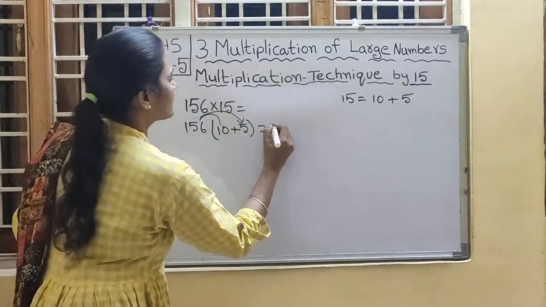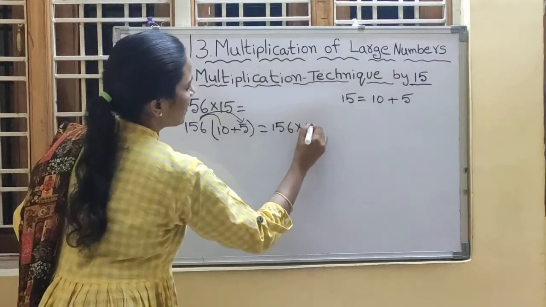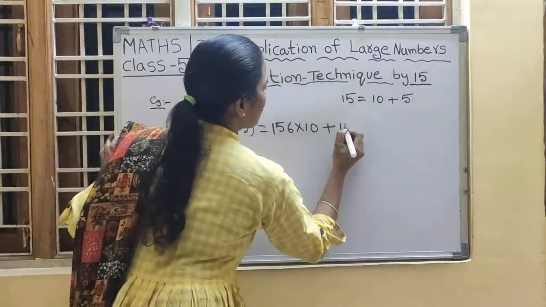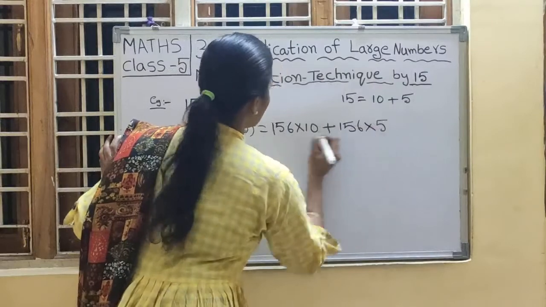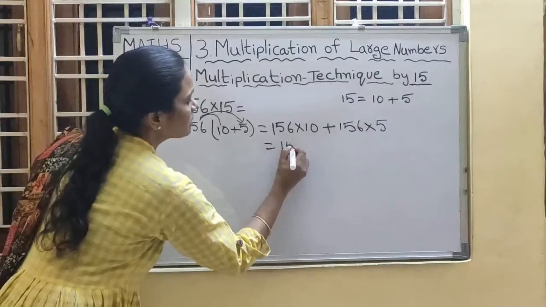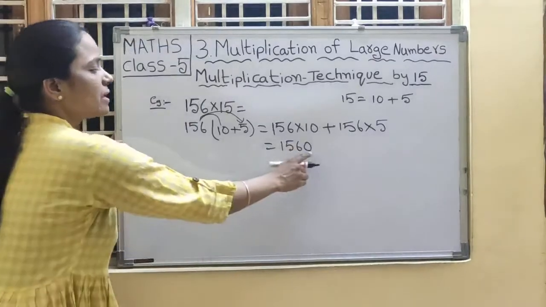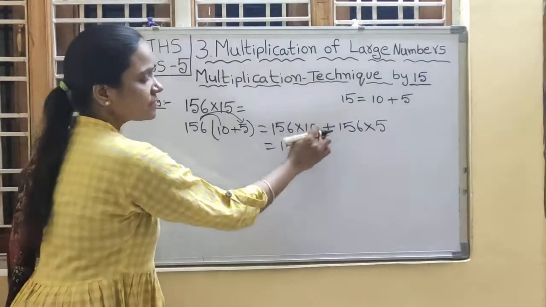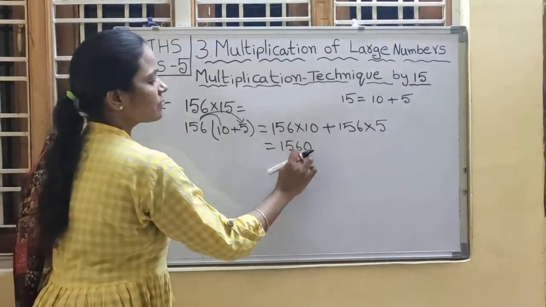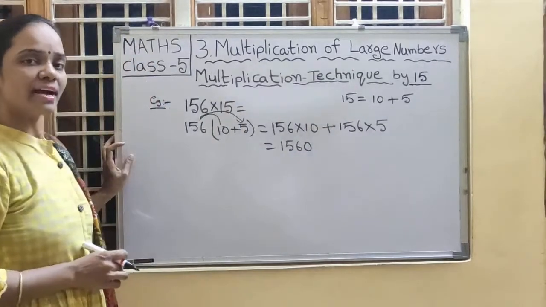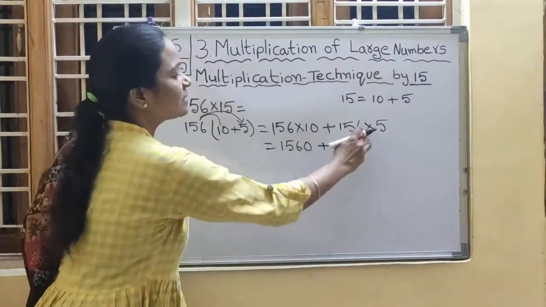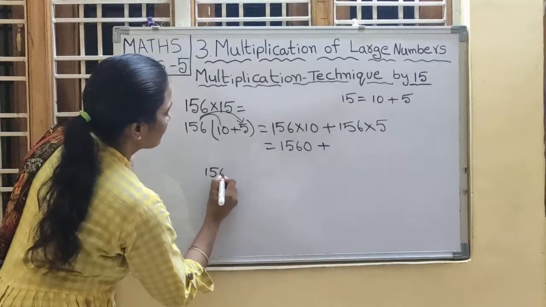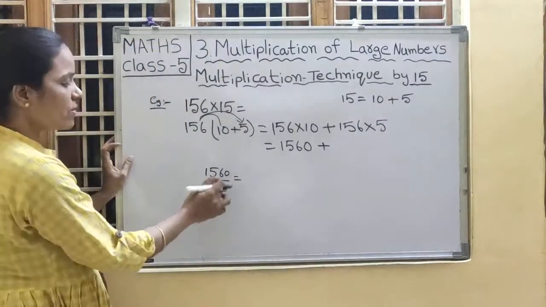So first 156 into 10 plus 156 into 5. So here what is the answer? It is, write down the same number and put 10. It is 1560. 156 into 10 means multiplication with zeros means write down the same number first and put 10. 1560 plus, we know that 5 is half of 10. So this number should be half of this number. 1560 by 2. What is the answer? Half of this number, how much?